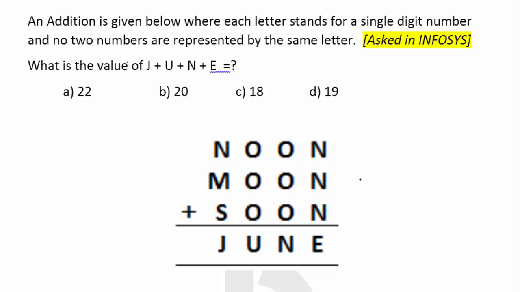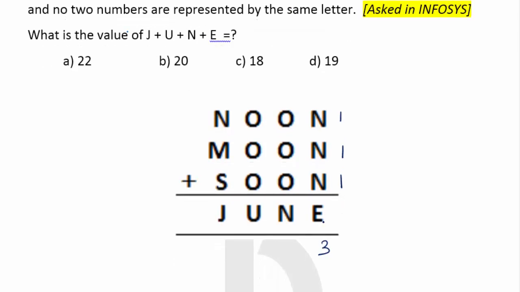Here, let's try to put the N value as 0. 0, 0, 0 makes 0, but when N represents 0, E can't be 0, so our trial is wrong. Now let's try N as 1: 1, 1, 1 makes 3. Here the E value is 3 and the N value is 1.